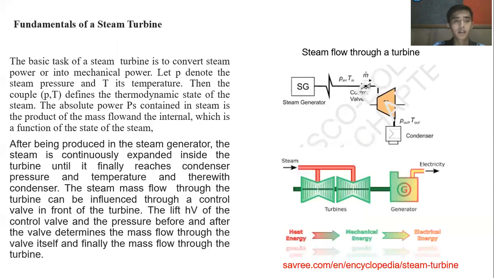Okay, next, fundamentals of the steam turbine. Picture of steam flow in a turbine. The basic task of a steam turbine is to convert steam power into mechanical power. Let me denote the steam pressure P and its temperature T. Then the couple P and T defines the thermodynamic state of the steam. The absolute power contained in steam is the product of the mass flow and the internal enthalpy, which is a function of the state of the steam.